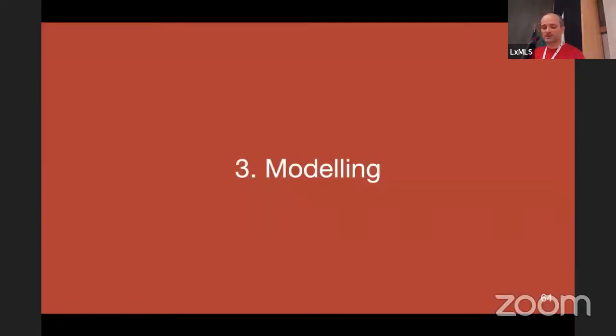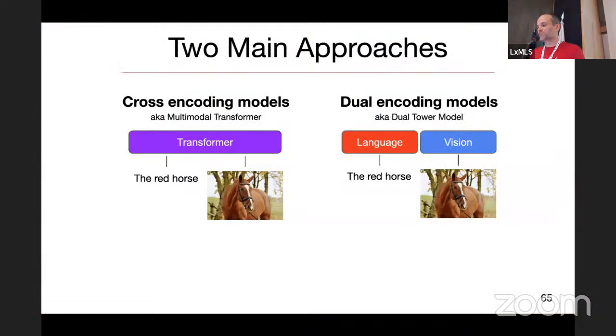So the next part, which I will briefly start, and then we'll have a quick coffee break, is about modeling. There are two main approaches to modeling in my mind. There are cross-encoding models, also known as multimodal transformers or vision and language BERTs. And there are dual encoding models, for example, a dual tower model that you see on the right-hand side, where you would independently process language or vision data, and then maybe combine them at the end.